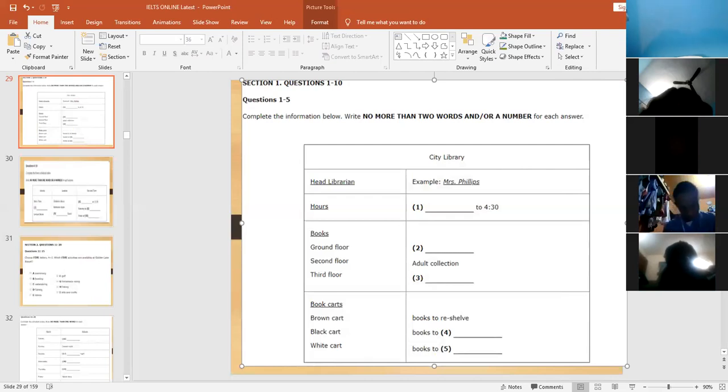You will see that there's an example that has been done for you. On this occasion only, the conversation relating to this will be played first.